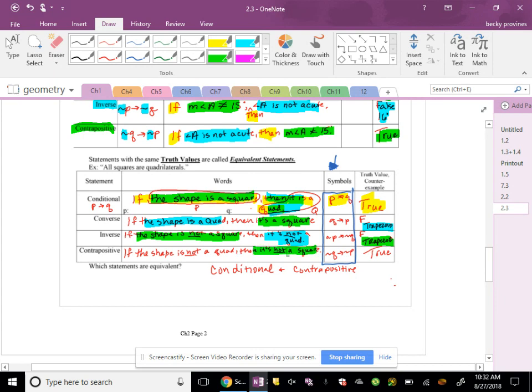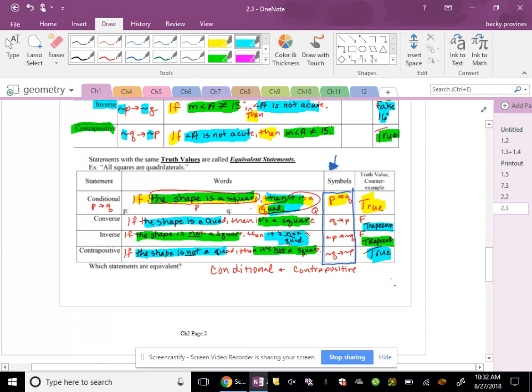Okay, now again, we're going to flip them and then we're going to use the nots. So if a shape is not a quadrilateral, then it's not a square. And that's true because if it's not a quadrilateral, if it doesn't have four sides, there's no way it's a square. So that definitely is true.